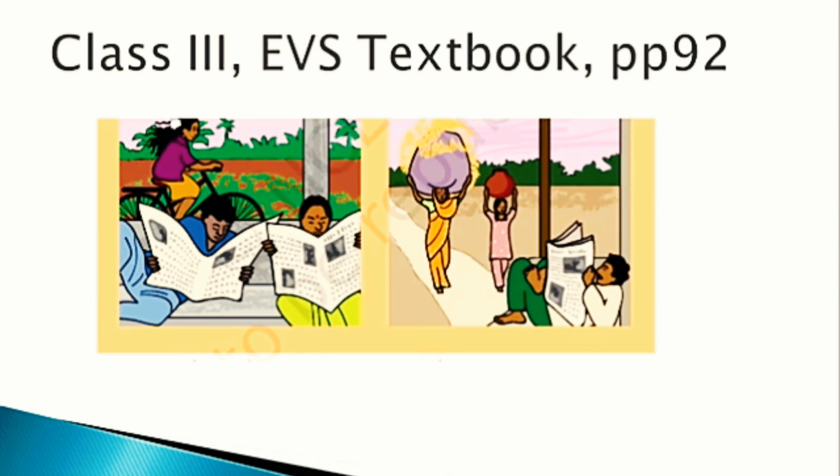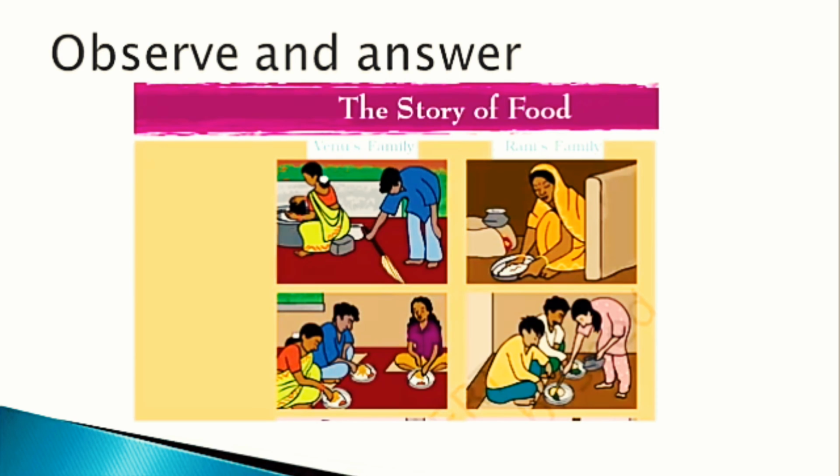This chapter is titled The Story of Food. In this chapter, children are asked to observe the picture carefully and then answer some questions. So it is questions like, what kind of work are people doing in both the families? They can observe carefully and see the different kinds of work done by people in that picture.